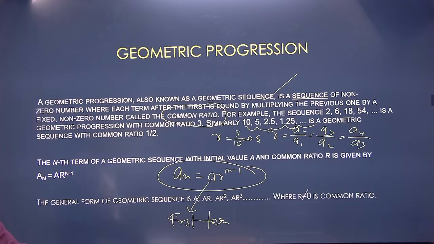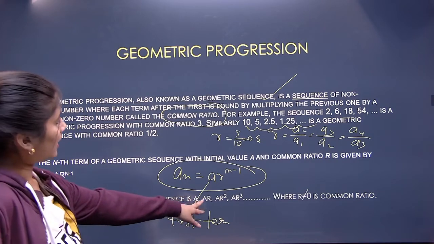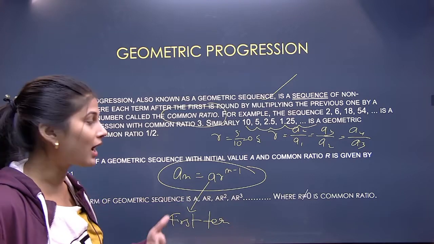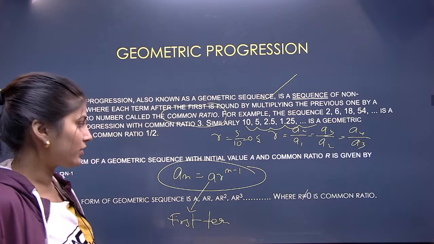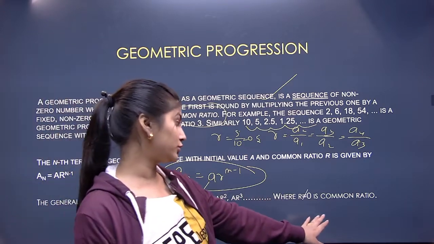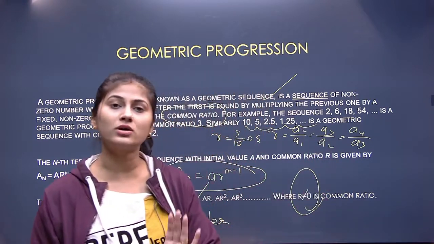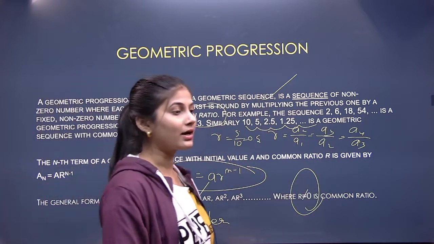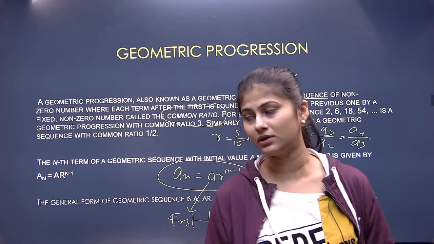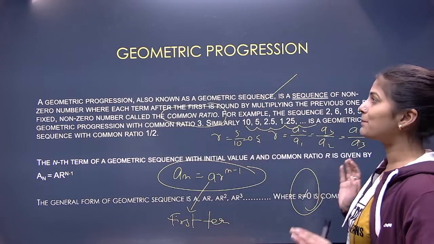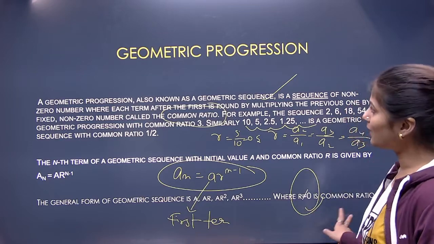The general form of a geometric sequence is a, ar, ar squared, and so on. So we are multiplying by r every time with the previous one, where r, not equal to 0, is the common ratio. r cannot be 0. It is a non-zero number. If r comes out 0, then it is not a GP. So these are some basic concepts of AP and GP.